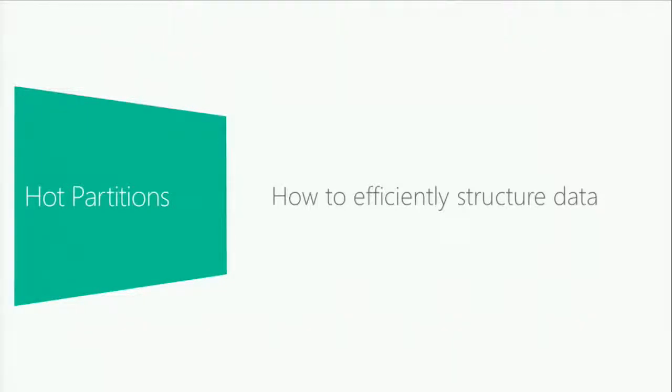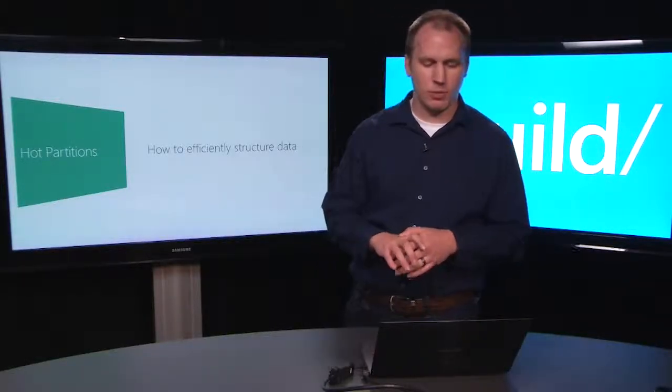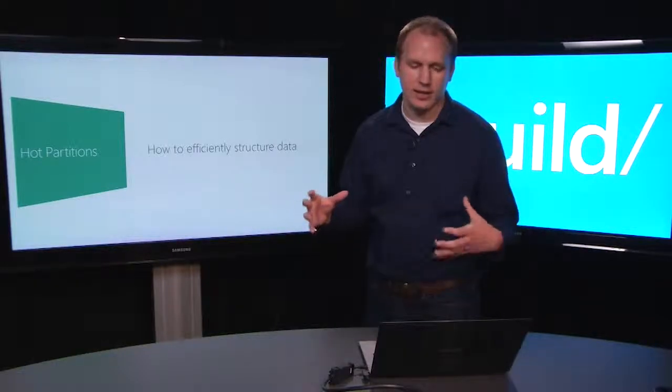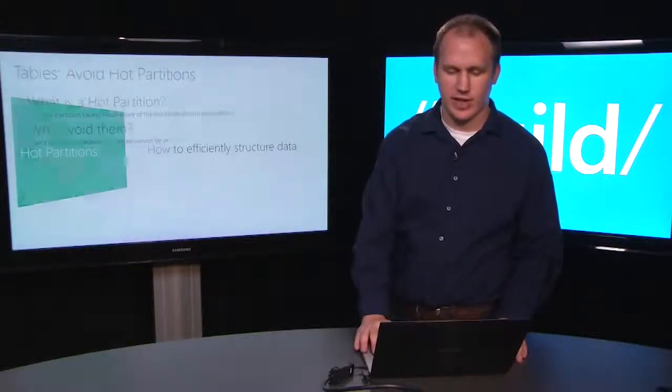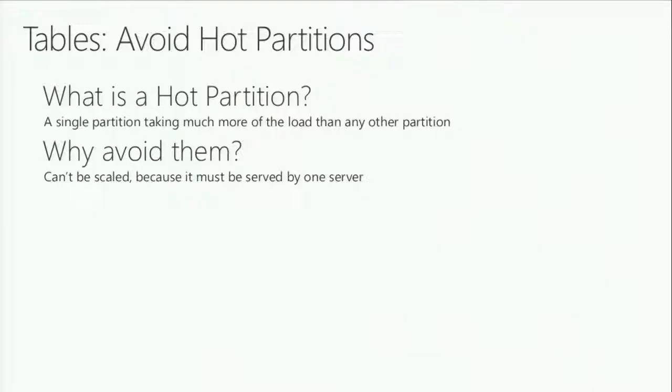Next one we'll look at is hot partitions. This can happen in blob storage, it can happen in queue storage, it can happen in table storage, it can happen in any of these, and really gets to how do you efficiently structure your data. So what is a hot partition? It's one partition in your storage account that's taking much more of the load than any other partition. So you have a single blob that's really commonly accessed, or a single partition key that's really commonly accessed.